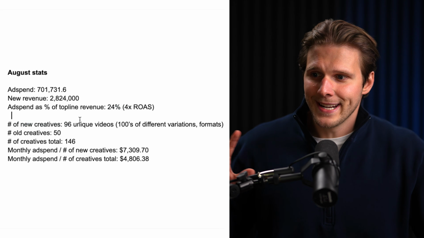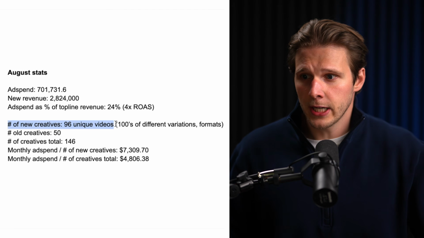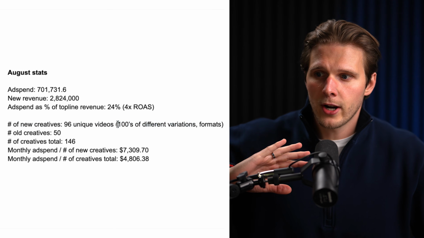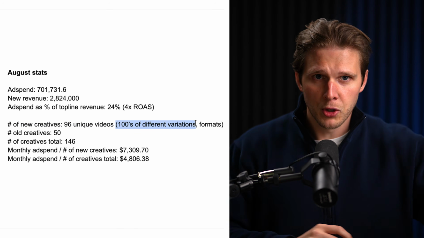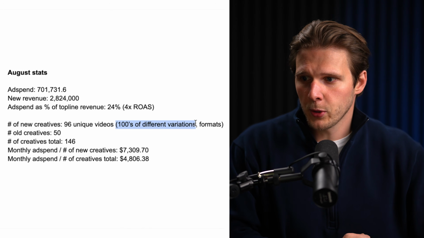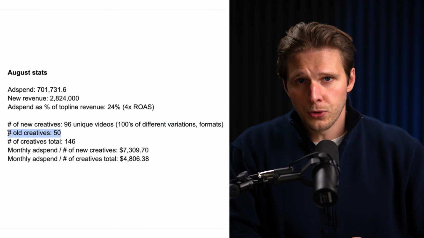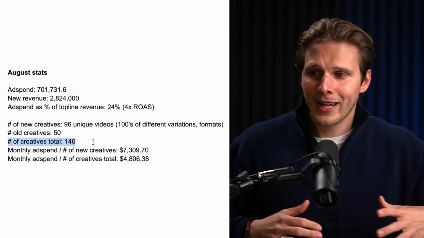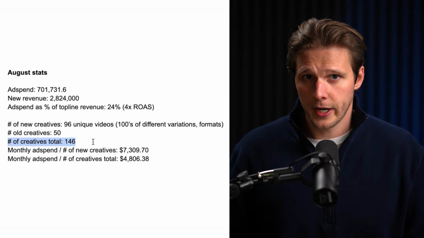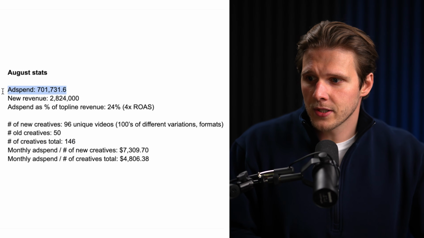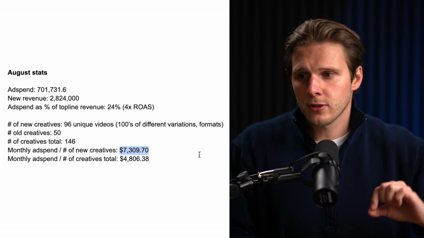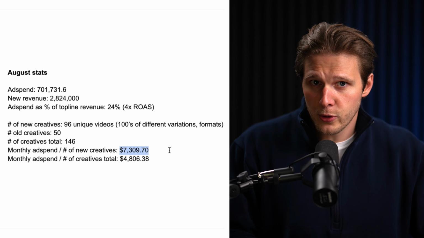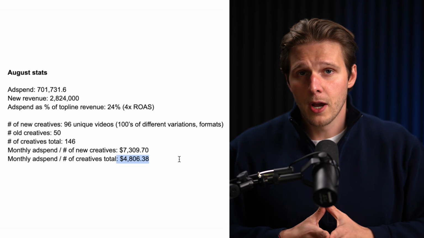With that ad spend, we had 96 different unique videos that we made. But within those 96, we also had hundreds of variations with multiple different formats. And we'll get into the nitty gritty of what that actually looks like. We also had 50 old creatives running that were a little bit more proven or that we were continuing to run tests through, meaning we had a total of 146 creatives to be able to spend this much profitably. Meaning we also had a $7,300 spend per new creative and about $5,000 in spend per total creative.